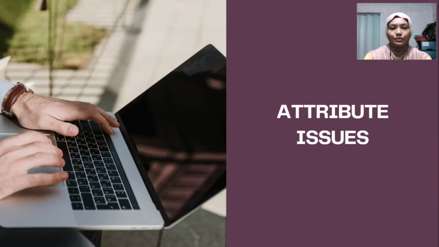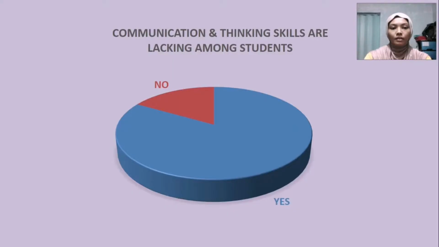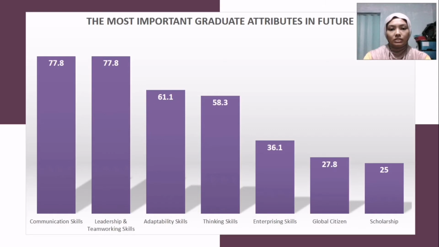Next, to proceed with the attribute issues, we have conducted a survey to rate and give opinion about the graduate attributes among UTM students and to get feedback about our program. From the result, the respondents have agreed that communication and thinking skills are lacking among students. Based on the bar charts, the respondents rated the most important attributes in future. We can see that communication skills is in first place and thinking skills is in third place.